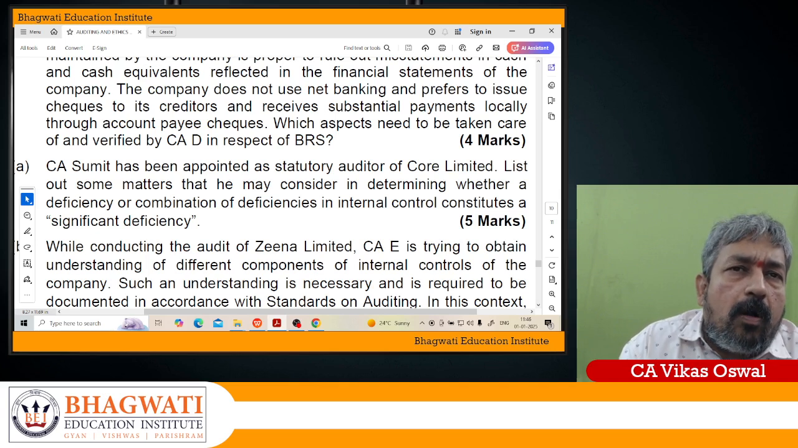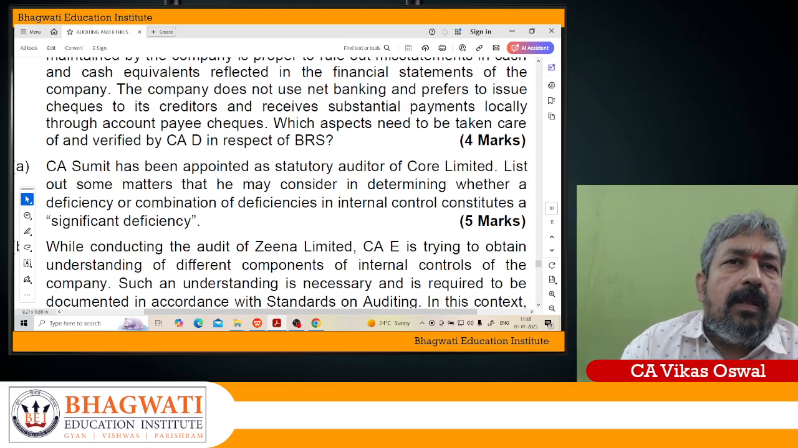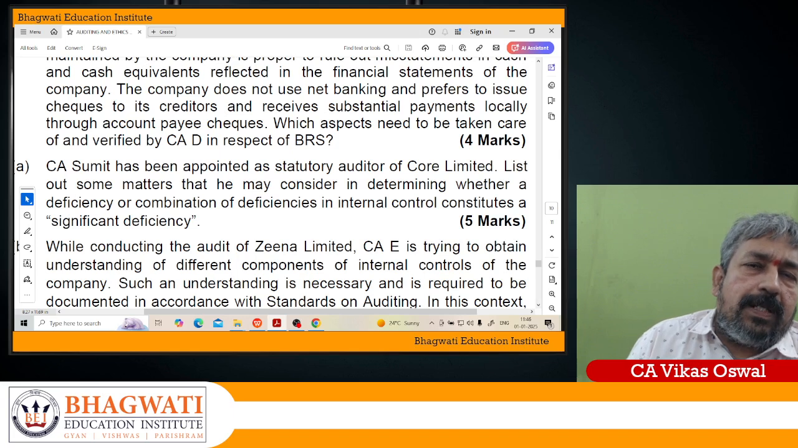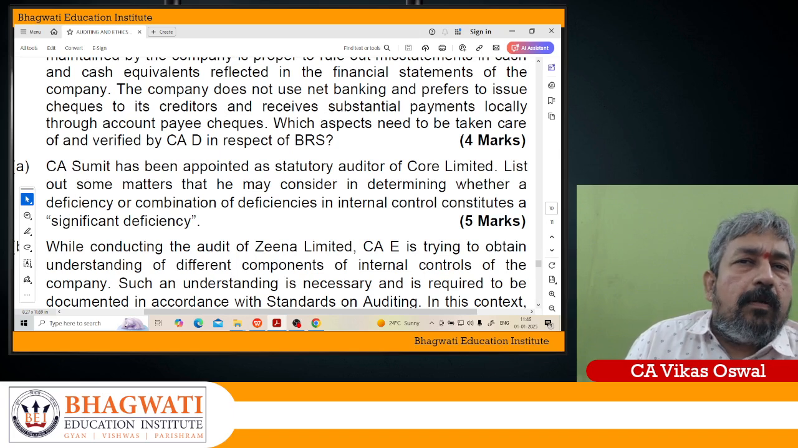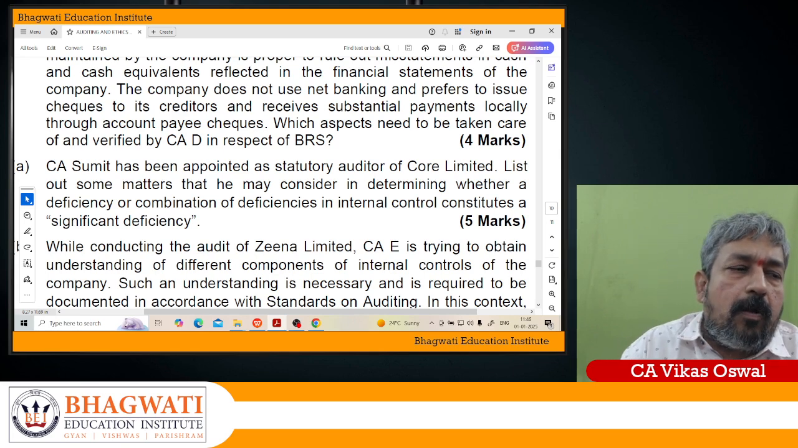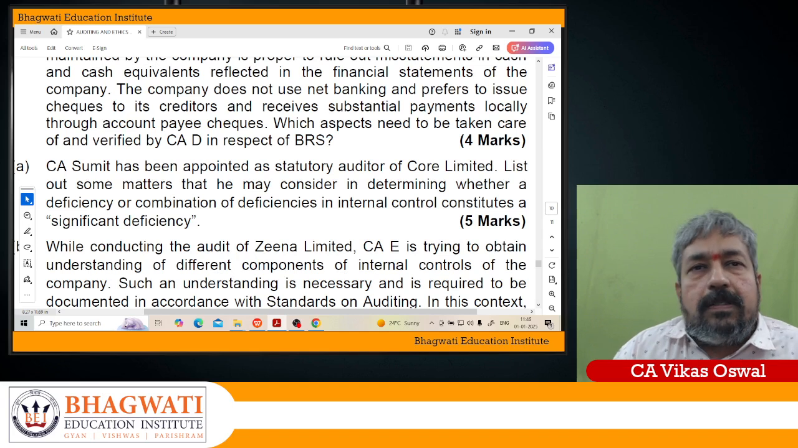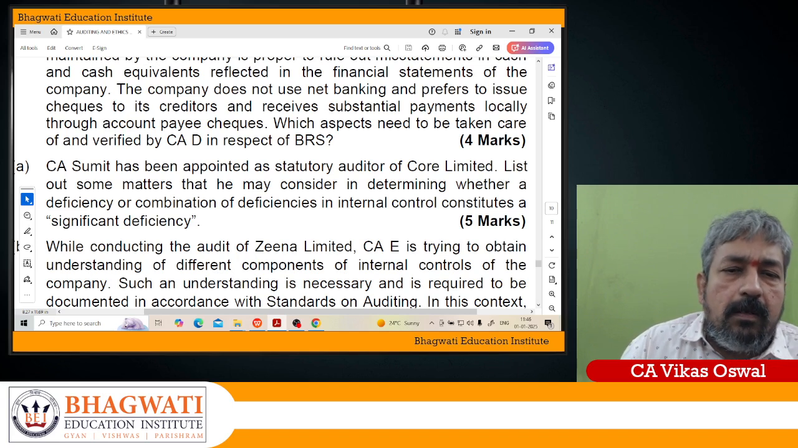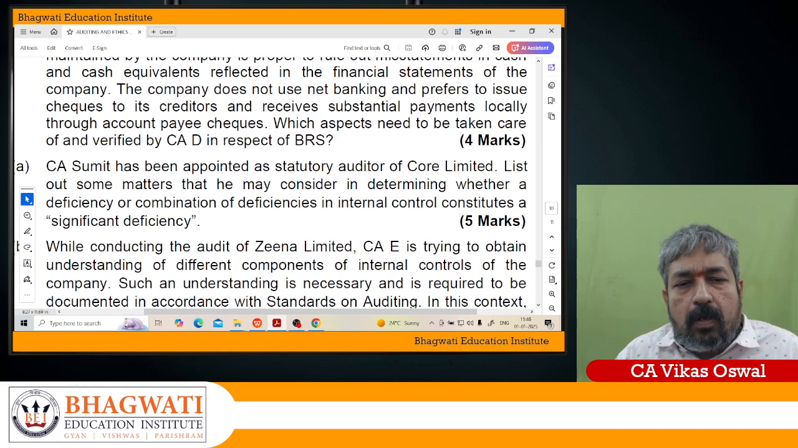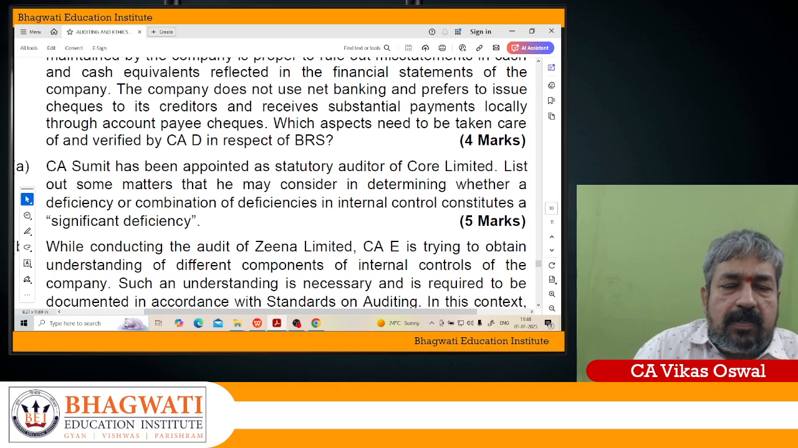So, what is the cost and frequency of exceptions? What is the result of the deficiency that you have to see? That's the thing here. So, the interaction of a deficiency in internal control with other deficiencies in internal control, all these factors you should consider to arrive at the complete picture of the deficiency in the internal control. So this is what you have to understand about significant deficiency.